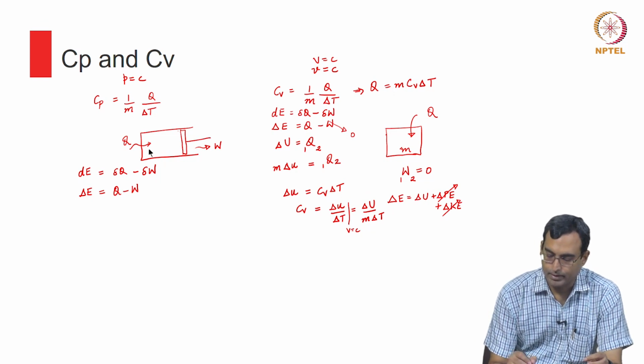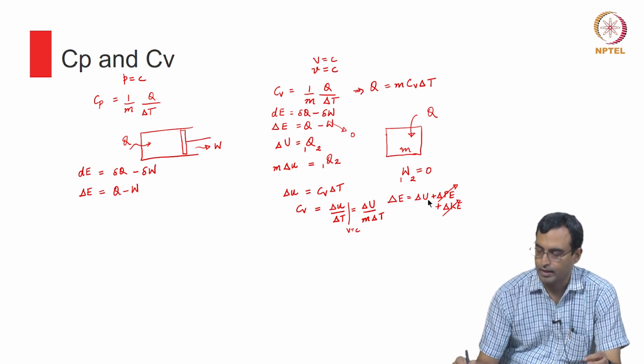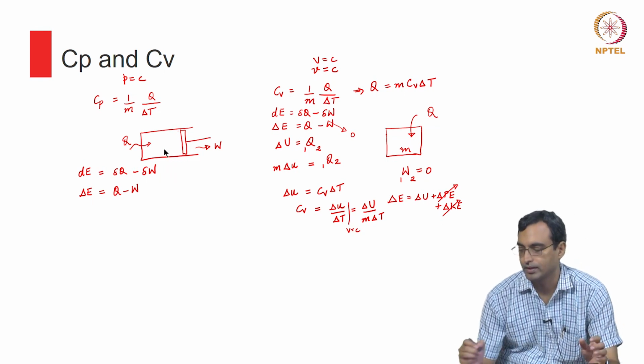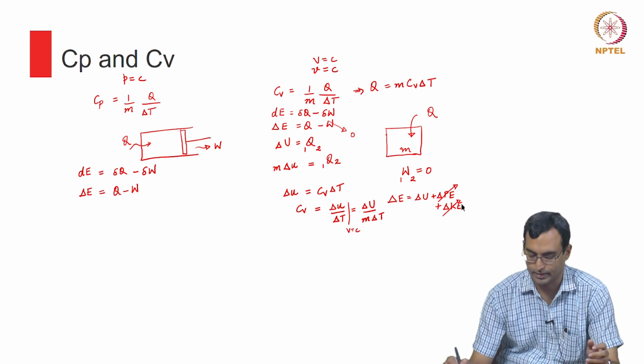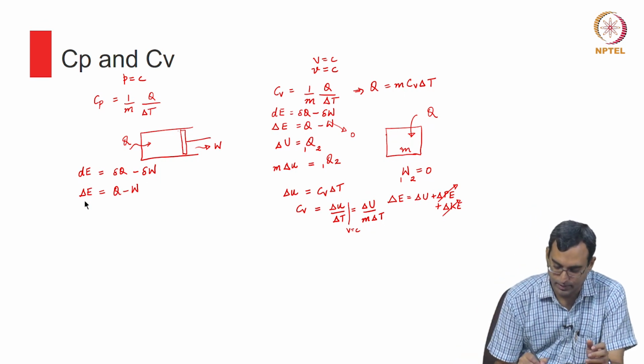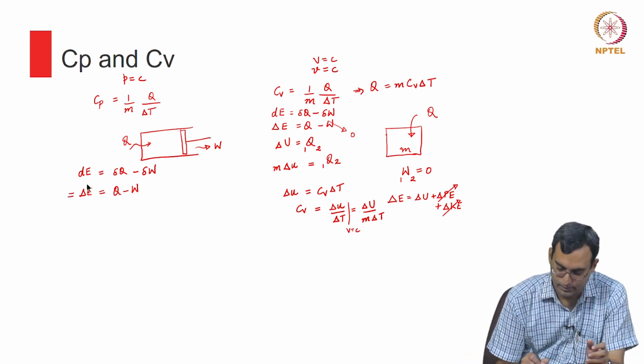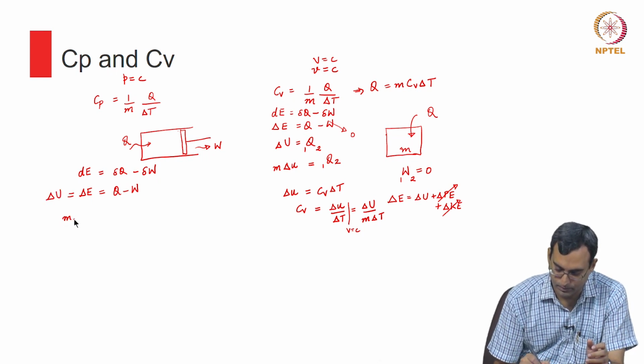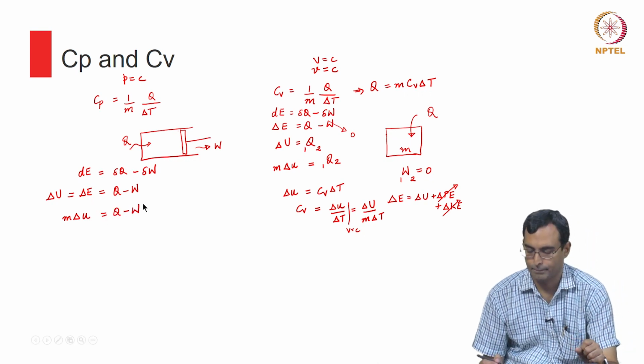Again, by the same logic as here, this system is fixed. The system itself is not moving. There is no change in potential energy, there is no change in kinetic energy. So, I can write in this case this delta E is equal to delta capital U, or I can also write it as m into small delta U is this.